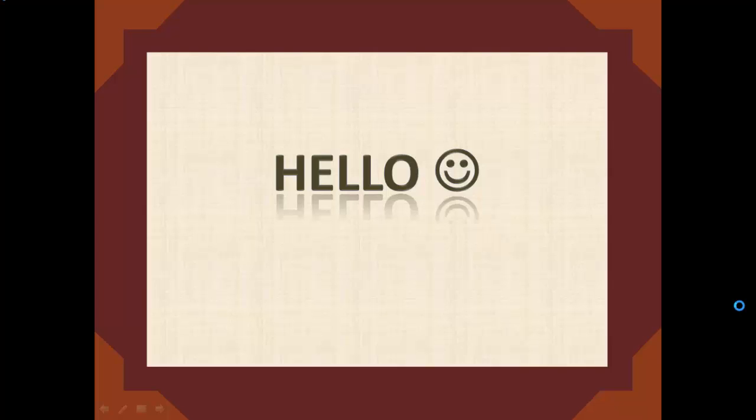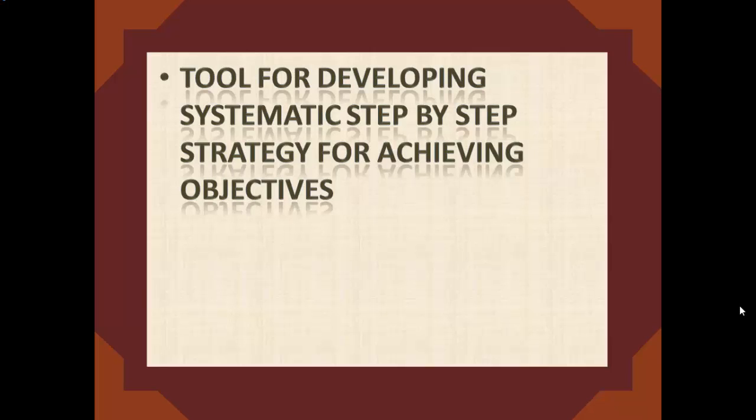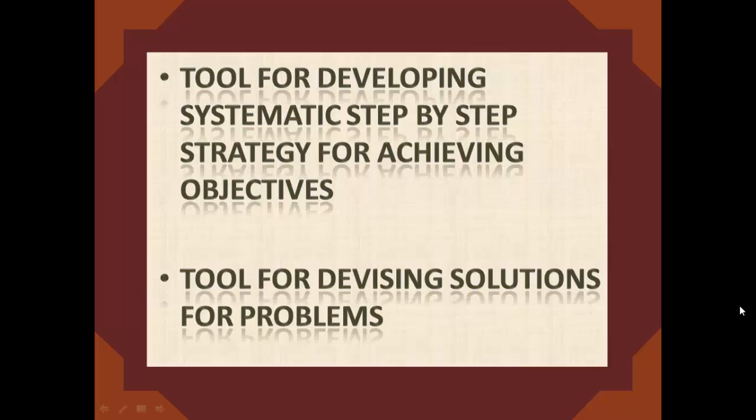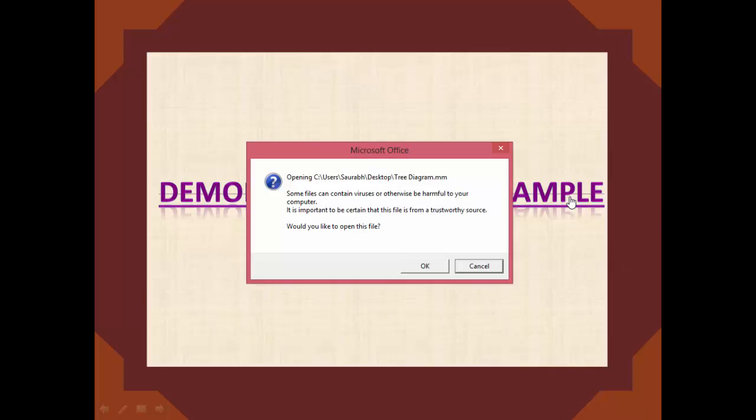Hi guys, today we are going to discuss the tree diagram. So, tree diagram is a tool for what? It is used for developing a systematic step-by-step strategy for achieving objectives, and it is used for devising solutions for problems. Actually, it is a tool to organize the steps you will have to take to achieve your goal. Right? So I will start straight off with an example.